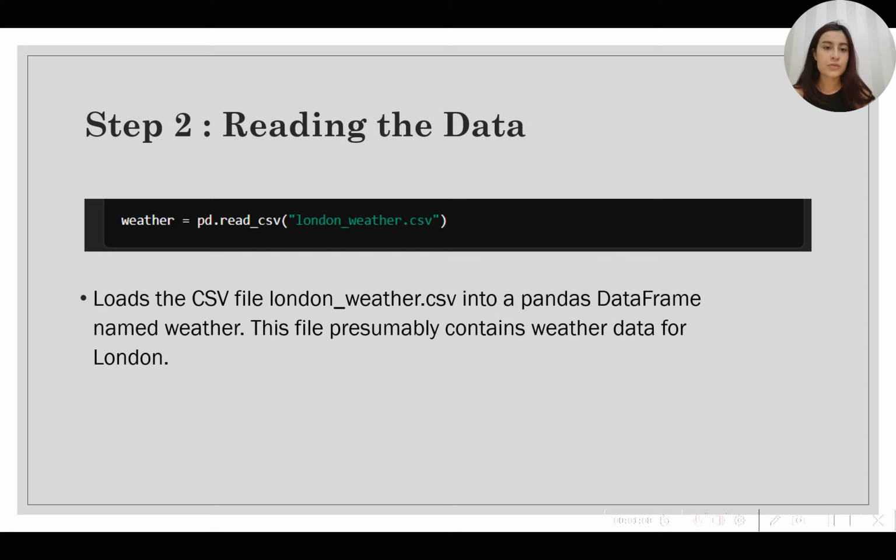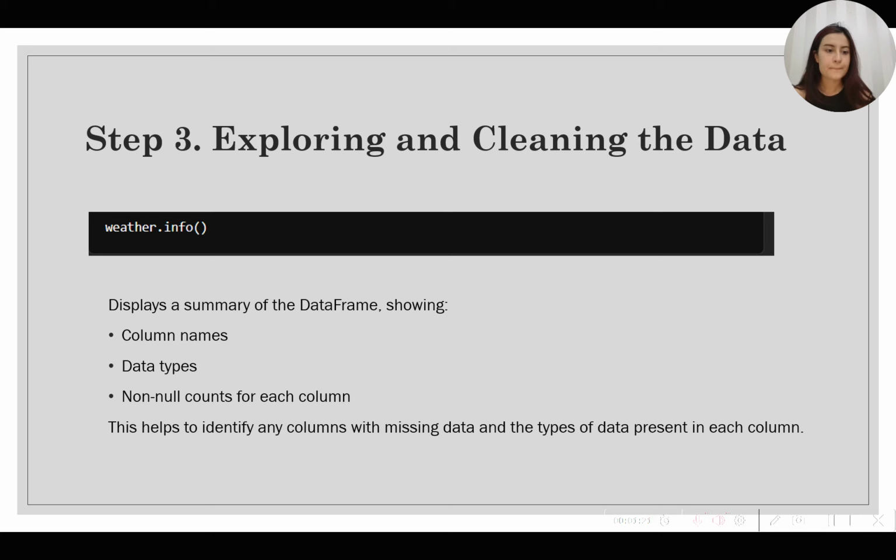Here we see step 2, reading the data. It loads the CSV file London weather CSV into a pandas data frame named weather. This file presumably contains weather data for London. We see step 3, exploring and cleaning the data. It displays a summary of the data frame showing column names, data types, and non-null counts for each column. This helps to identify any columns with missing data and the types of data present in each column.